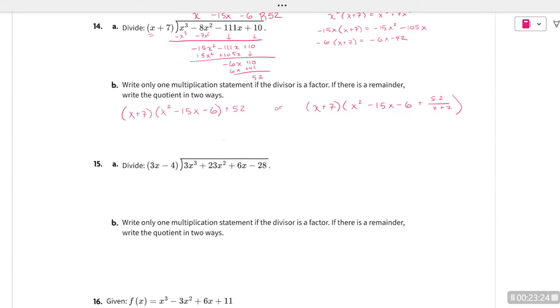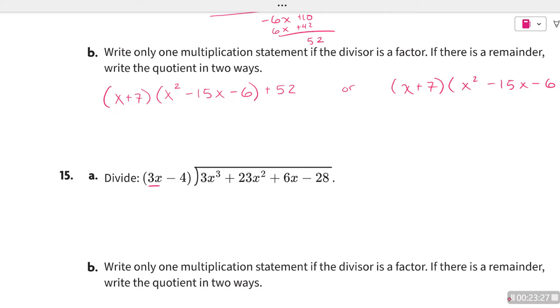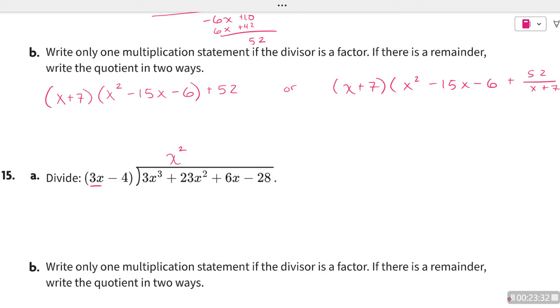So on to problem 15. So 3x goes into 3x cubed x squared times. So 3x minus 4. Actually, I'll start with my x cubed. So x squared times 3x minus 4 gives us 3x cubed minus 4x squared. Remember, I want to subtract both of those terms, so I have to switch their signs. So it's minus 3x cubed plus 4x squared. So those go away. 23 plus 4 gives us a 27x squared.